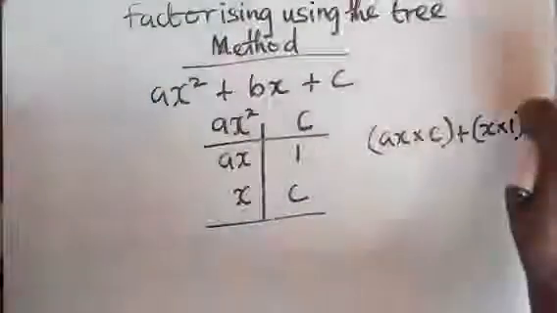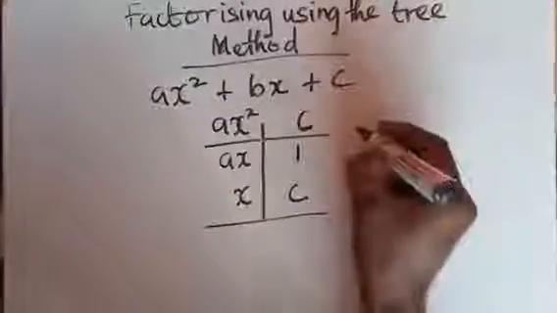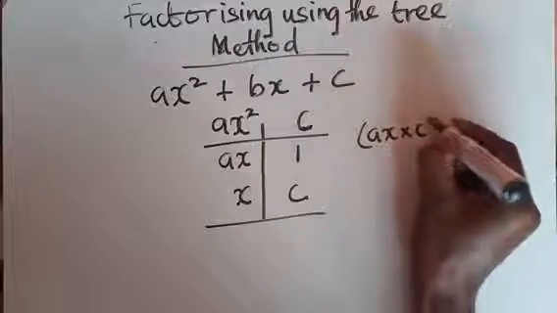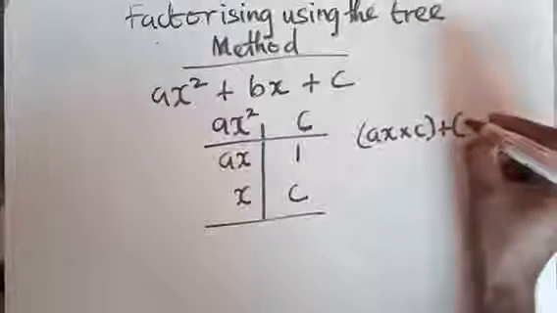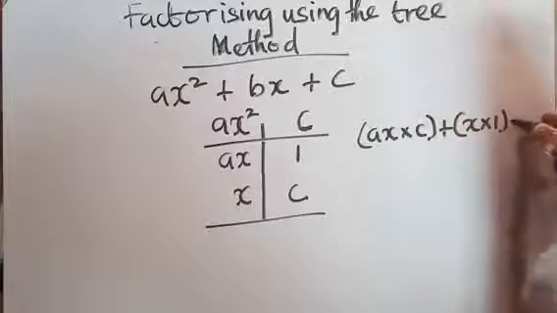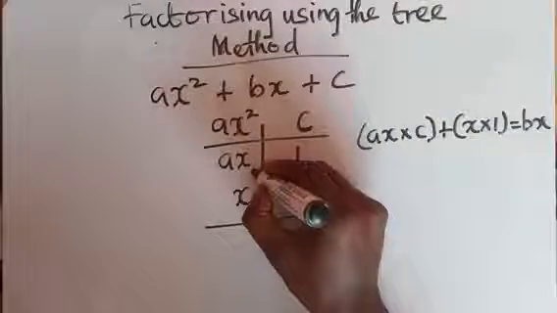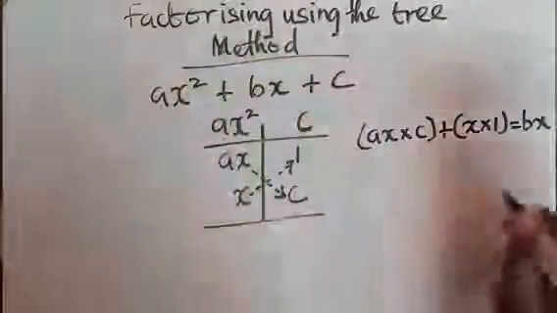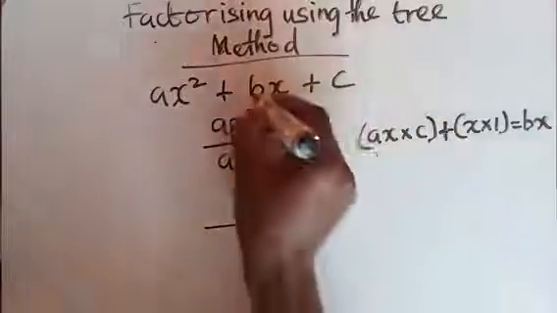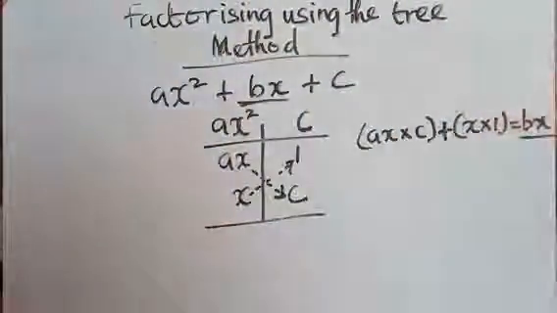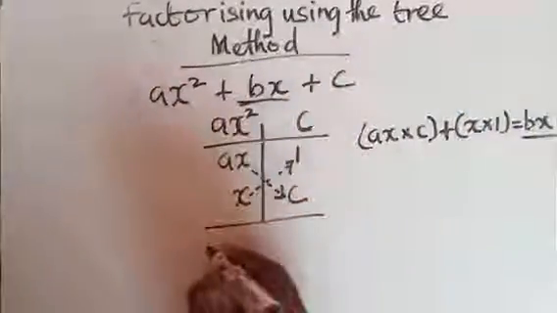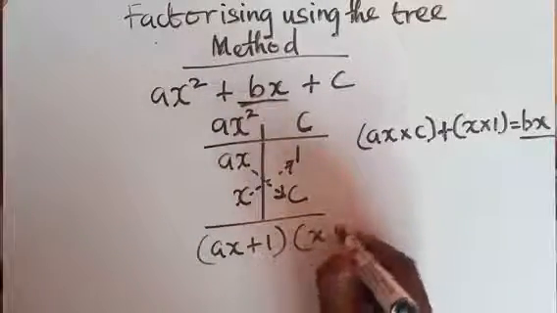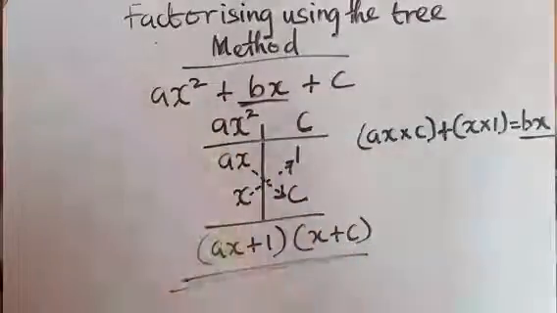Let me limit the writing and bring it a little bit closer. When we have ax times c plus x times 1 equal to bx, meaning that when I multiply these and sum the results I get the coefficient of x, which is bx, then if this is possible, my solution will be ax plus 1, then x plus c. This will be my factorized solution to the question.